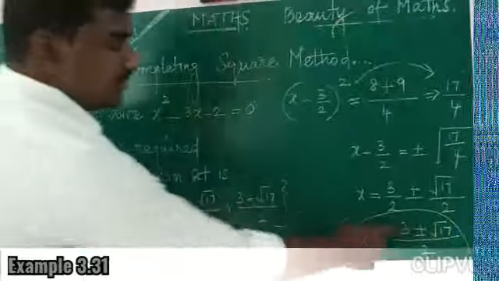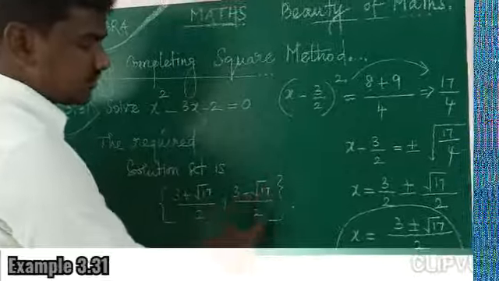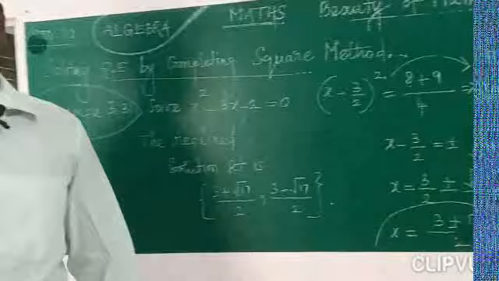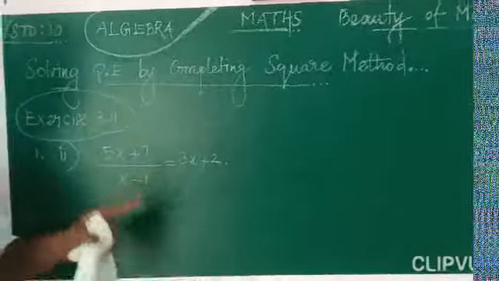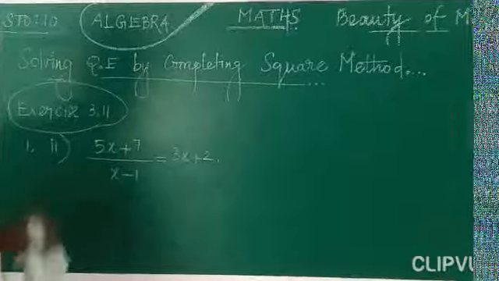So the required solution set is (3 plus root 17) by 2, comma, (3 minus root 17) by 2. These two are the values of x. Question number 1, second subdivision. The first one is homework. After learning this question properly, you can do that first question. That's why I give you homework. Let's move on to the problem.